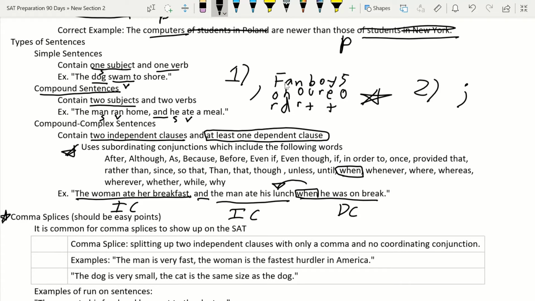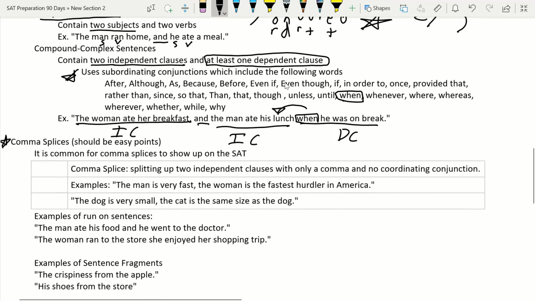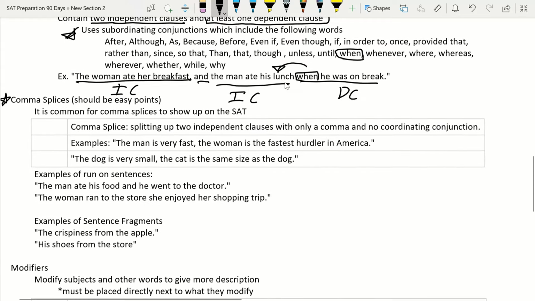All right, so subordinating conjunctions include the following words. Don't feel like you have to write all of these out, but I would read over them as I'm going to do now. We have after, although, as, because, before, even if, even though, if, in order to, once, provided that, rather than, since, so that, than, that, though, unless, until, when, whenever, where, whereas, wherever, whether, and why. So those are some subordinating conjunctions. Don't feel like you have to memorize them all. Just have a general idea of what they look like.